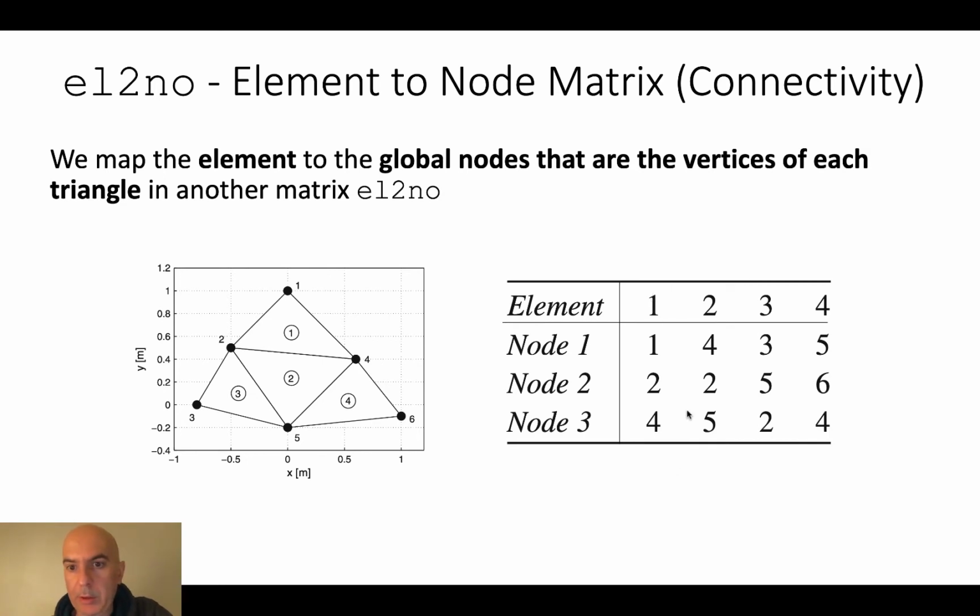So the columns correspond to the numbers of the elements, and then we have the indices of the nodes that correspond to that particular element. The important thing is that when we number, we choose the nodes in a counterclockwise way. So for instance, let's take element 2, that is this one. There will be nodes 4, 2, and 5. So this column is going to be 4, 2, and 5.